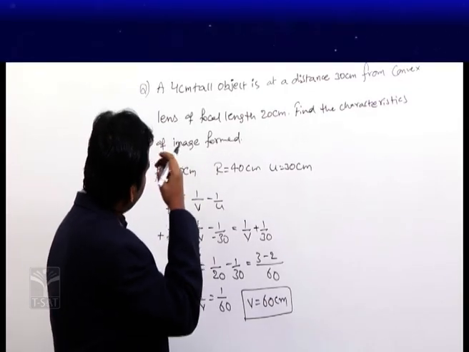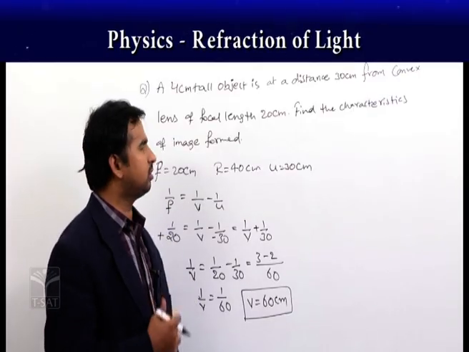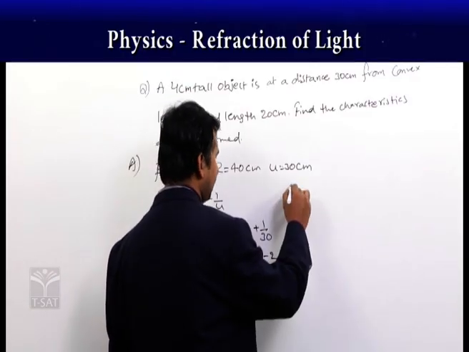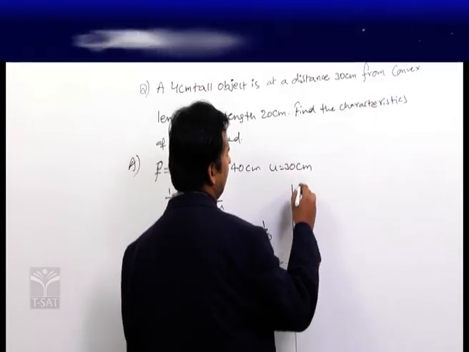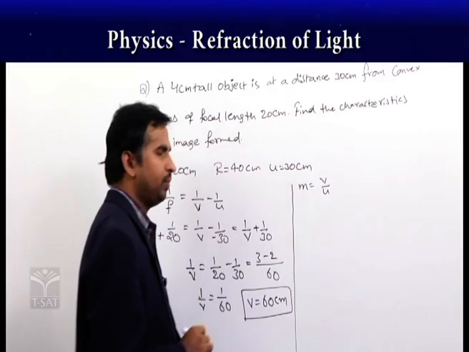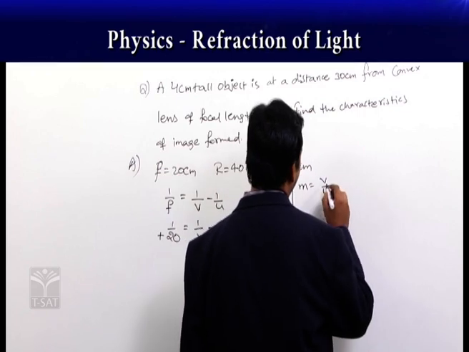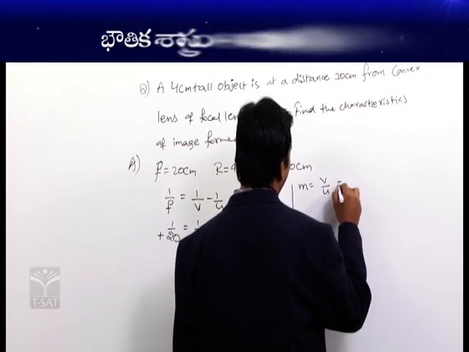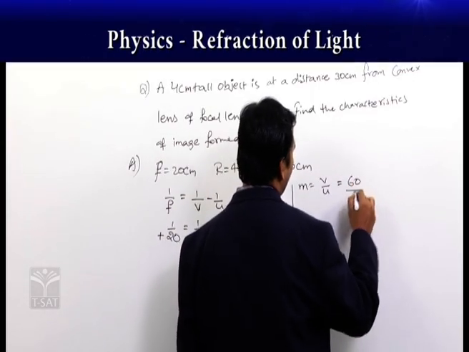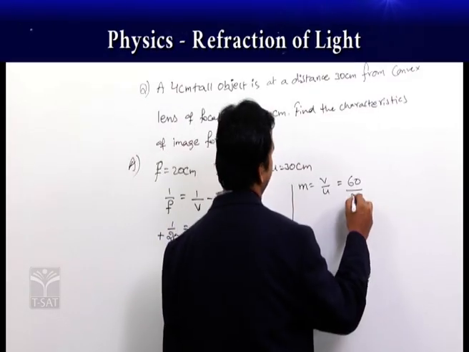Not only that, the size of the object is given as 4 centimeters, so we have to find the magnification also. In the case of magnification, we know that m equals v by u, where v, the image distance, is 60 and the object distance is 30.